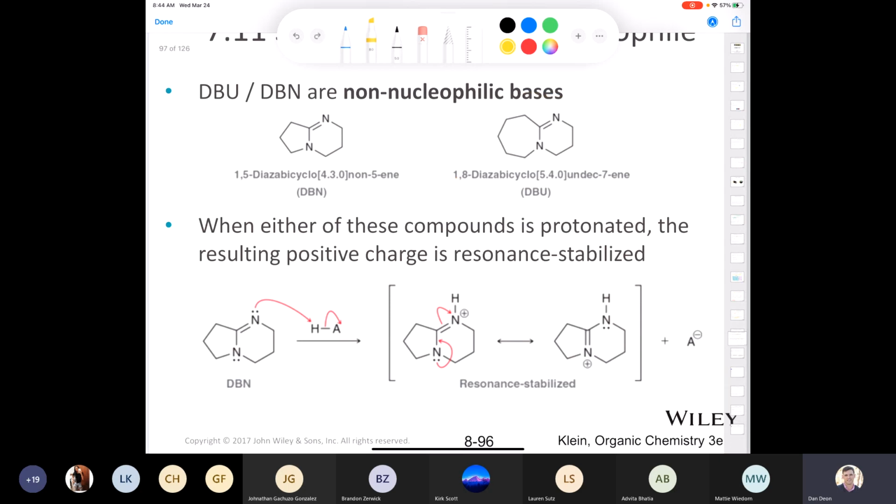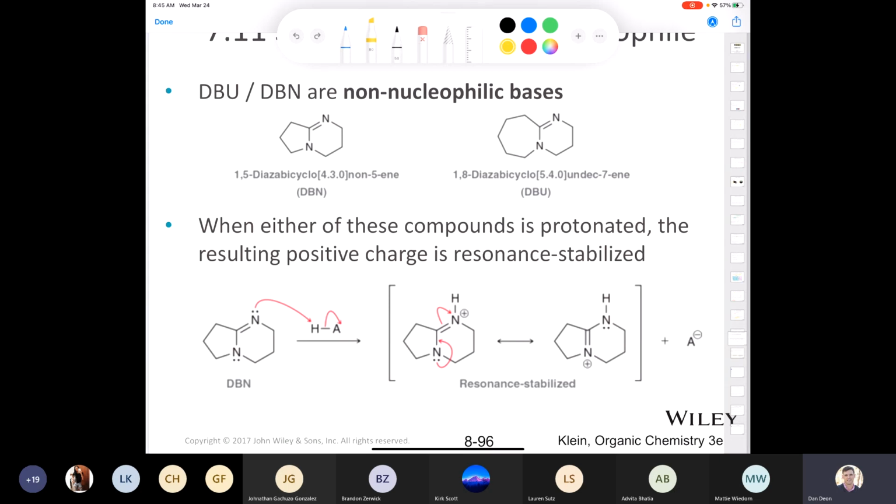In fact, I basically wrote a whole chapter in my thesis about reactions that use DBU. Now, we know that nitrogen is a basic atom oftentimes, and it is in DBU and DBN. And when they accept a proton, whether it be DBU or DBN, we end up with a resonance stabilized cation. So that shows you why they're good bases. But the reason they're non-nucleophilic is just because they're so big. They're so sterically hindered that they're not going to attack anything.